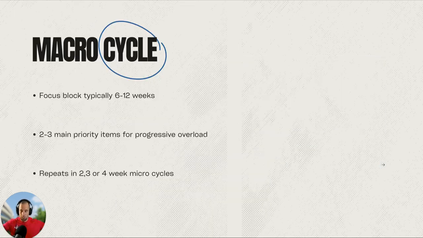Then we'll get smaller and smaller. So the macro cycle, or what I call a focus block, is anywhere from 6 to 12 weeks. Sometimes we'll have a focus that's 6 weeks, sometimes it's 12. It depends on what we're trying to accomplish. Within those focuses, I try to pick 2 to 3 main priority items and progressively overload those.